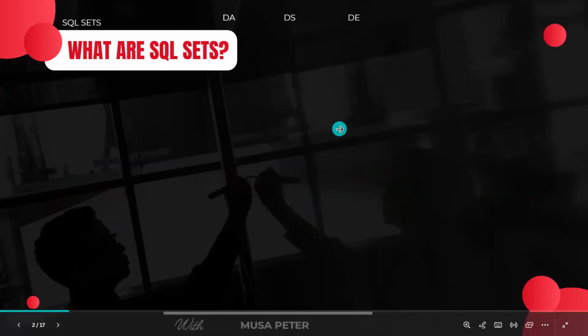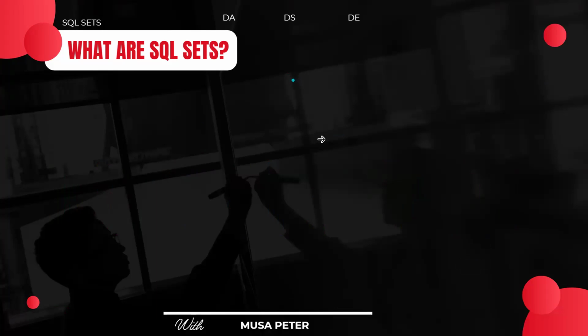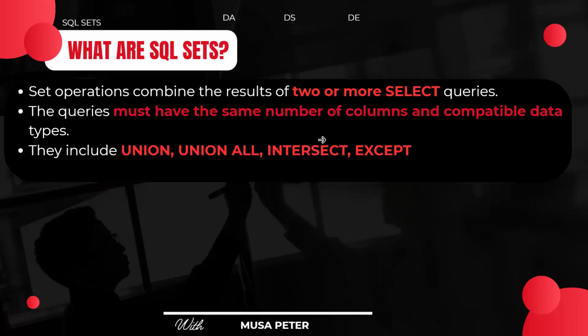So we are going to begin with SQL sets. SQL sets are a set of operations that combine the results of two or more select queries. So the queries must have the same number of columns and compatible data types.